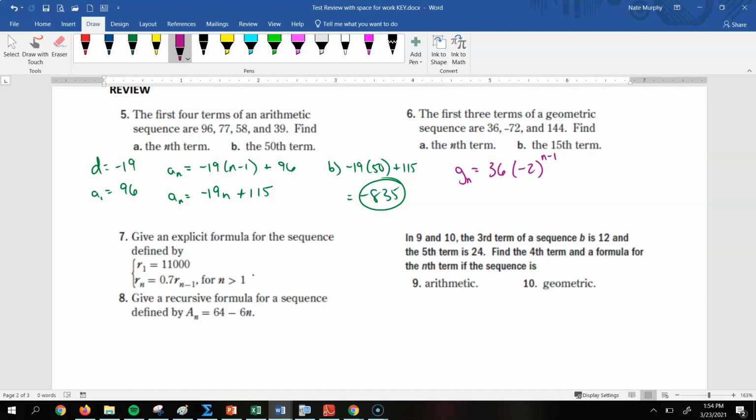To find the 15th term, we would just take 36 times negative 2, and then we'd have 15 minus 1, which, yes, I know that's 14. So on your calculator, just save yourself some time and use 14 as your exponent. When you do that, you get 589,824 as your answer.